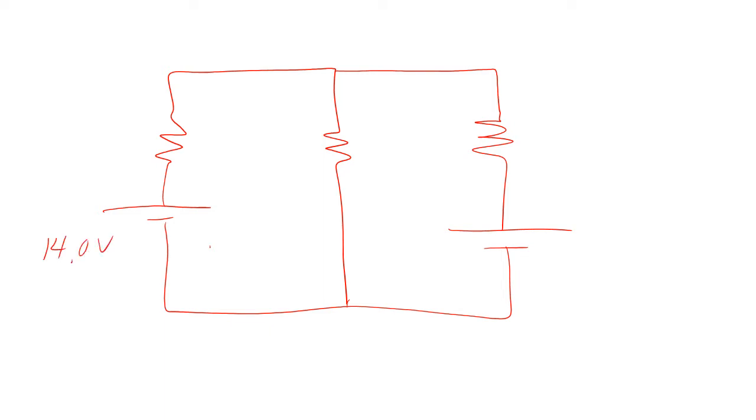And let's say that resistor above it is 57 ohms. The resistor in the middle, let's say, is 250 ohms. And the resistor on the right is 25 ohms. And the battery on the right is 6.8 volts.